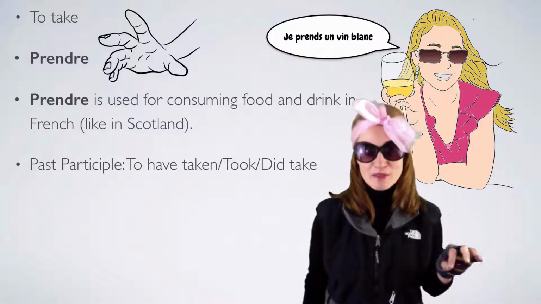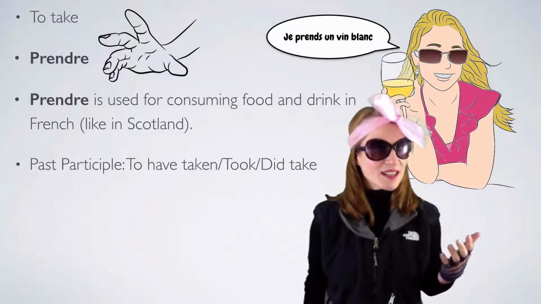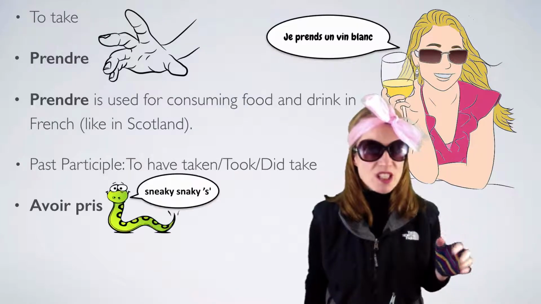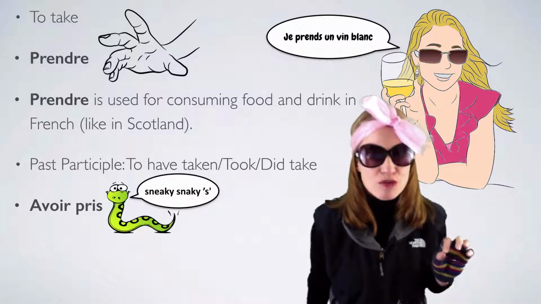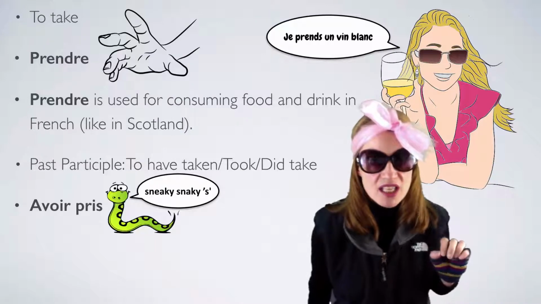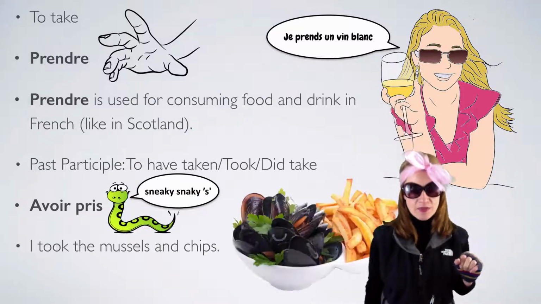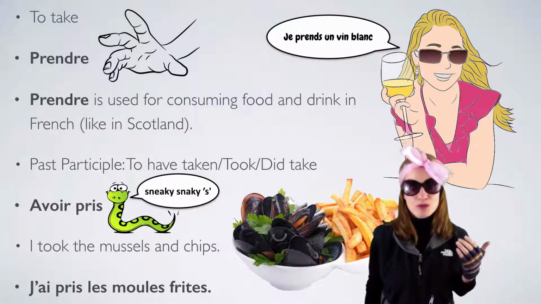The past participle of prendre, so to have taken, took or did take, is one of our irregular ones. It's the sneaky, snaky S group. So sneaky you can't even hear the S. It's avoir pris, P-R-I-S. I took the mussels and chips. Because this is a common dish, they just say mussels chips. J'ai pris les moules frites.